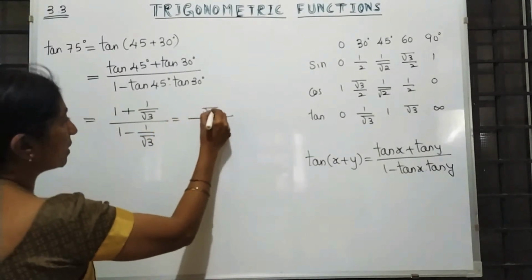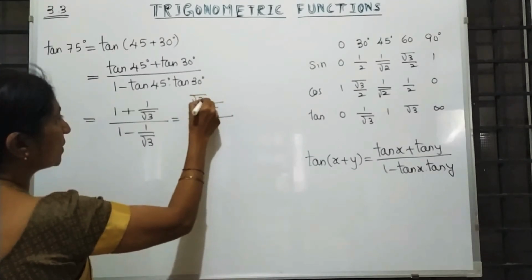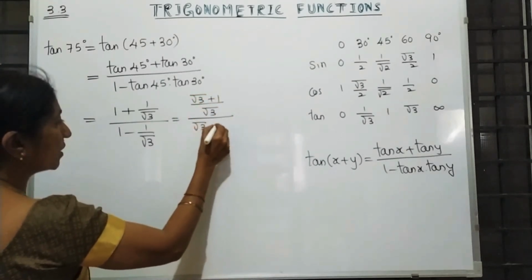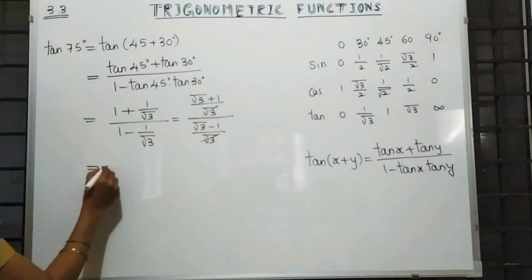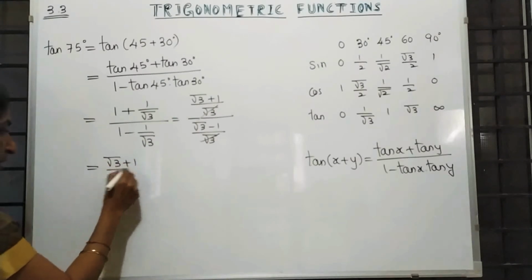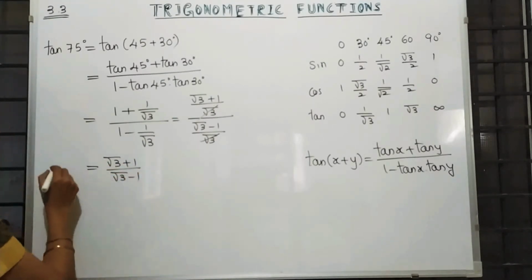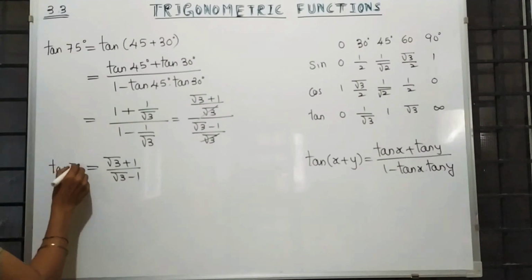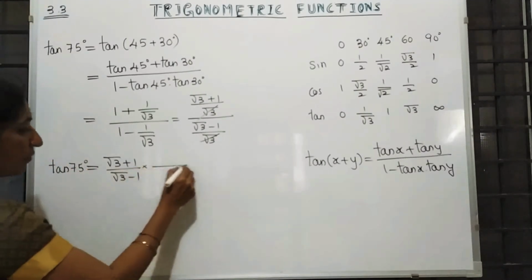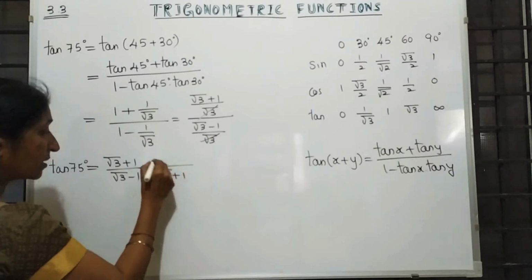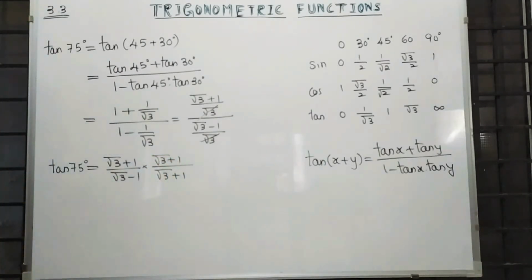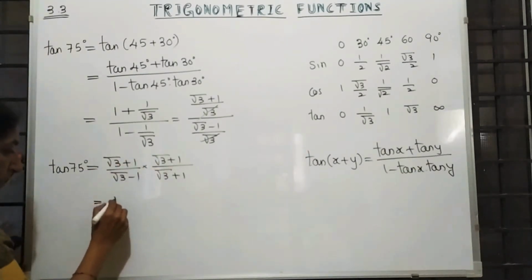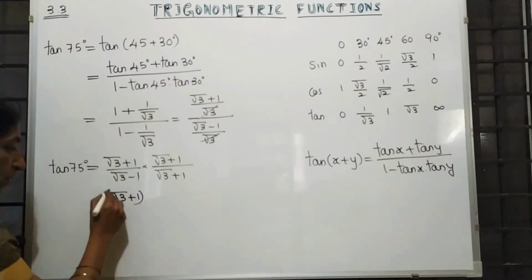Take root 3 as the LCM. This is root 3 plus 1 upon root 3 minus 1. Yes. What is remaining? Root 3 plus 1 upon root 3 minus 1 is remaining. And everywhere we are not using this value. Sometimes we have to rationalize and take that as a standard value. Rationalizing factor is root 3 plus 1. Next, it is a plus b, root 3 plus 1 whole square.